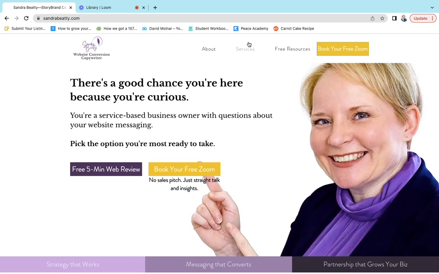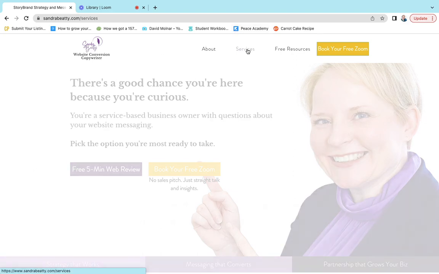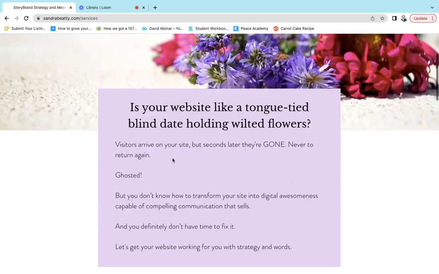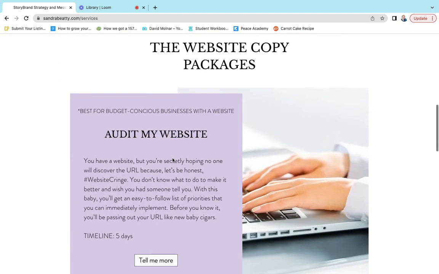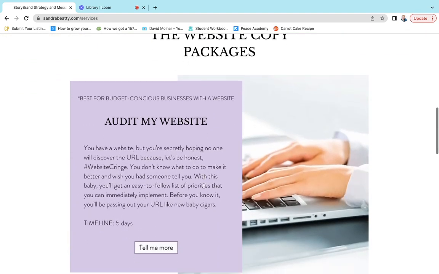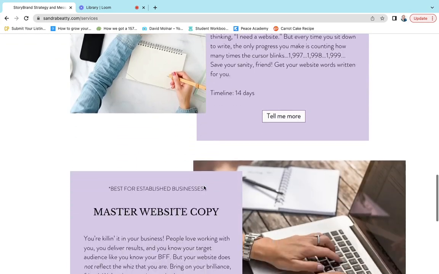So one way, you notice that when I put my cursor on the services button, there's no drop down button. I used to have a drop down button, and I intentionally removed it because I wanted to be able to do two things. People may find out about my services by clicking that services button, and when they do that, it's going to show them all of my services. All right, they're going to see the different website copy packages that I offer.